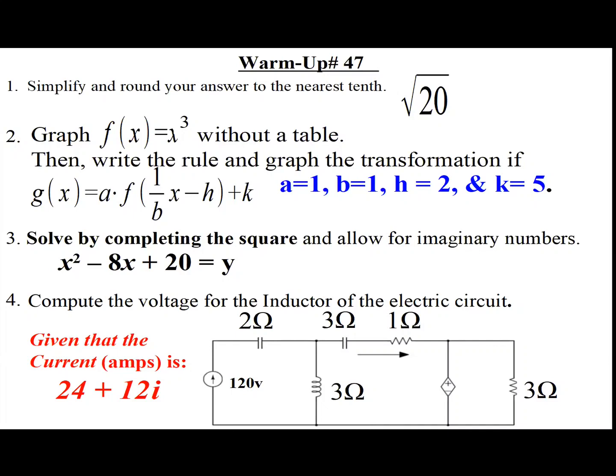Number 3 says solve by completing the square and allow for imaginary numbers. They give us the quadratic equation x squared minus 8x plus 20 equals y.